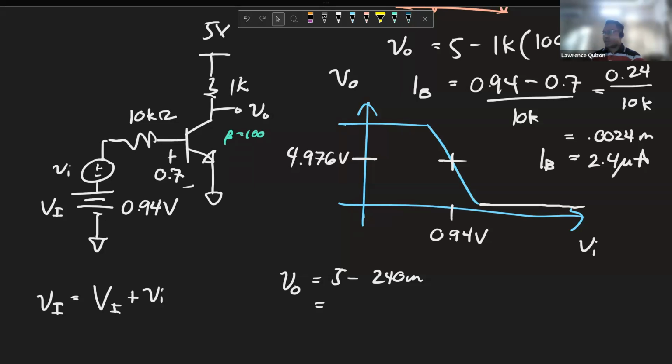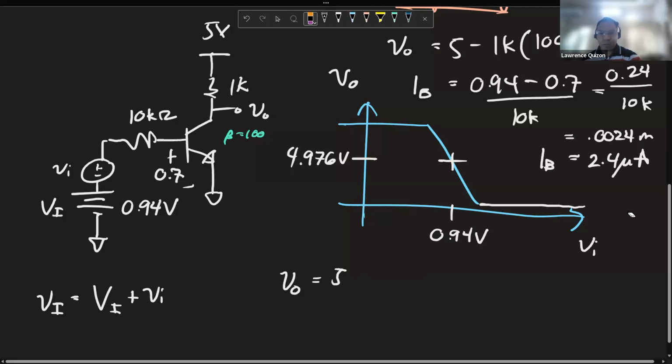Wait lang, there seems to be something wrong with this. Iba yung sinasabi ng slide. I'm not sure. Sige, let's just put that aside for now, no? Kasi ang nakuha nating sagot is 4.976, di ba? So, we'll keep it at that, no?